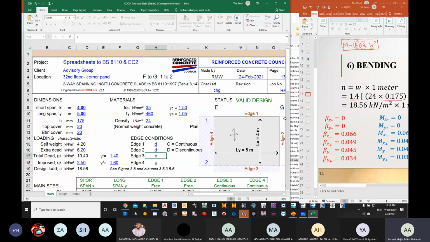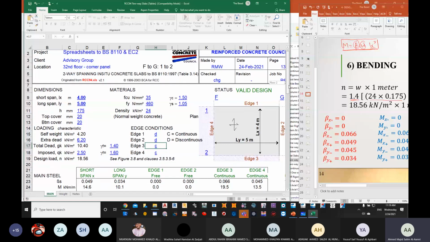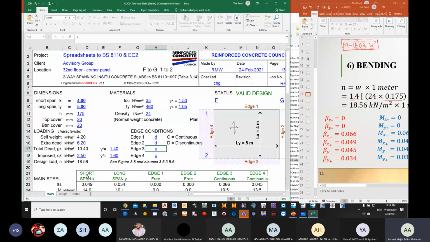Now we need to understand the coefficients which are available here. Once again, we have the short span. We said span means positive. Short means x. So the x positive coefficient is 0.049. You can see clearly the x positive coefficient is 0.049.